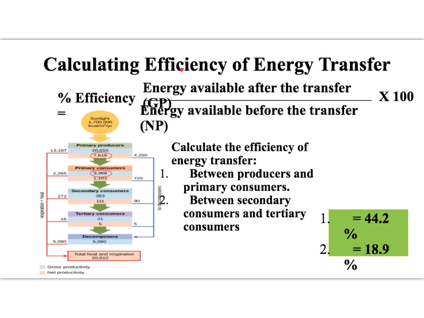So sometimes you'll be asked to calculate the efficiency of an energy transfer. So it's the energy available after the transfer divided by the energy available before the transfer, times 100. So have a go at working out the energy transfers between producers and primary consumers, and between primary consumers, secondary consumers and tertiary consumers. And the answers are over here to check that you've done it correctly. If you could just have a think after this question and pause it, why do you think that this value is lower than that value? So have a think and pause.